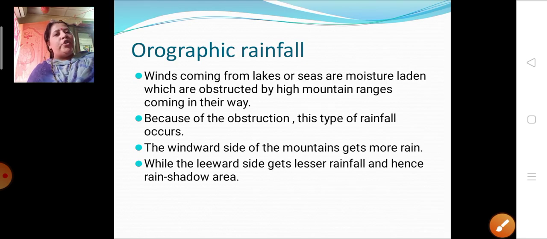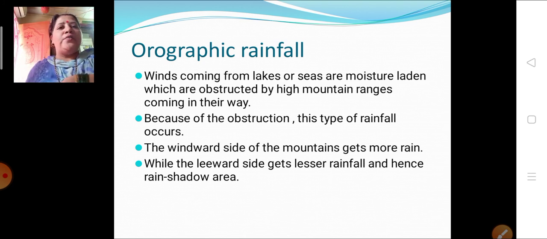Next is orographic rainfall. What is orographic rainfall? Rainfall which takes place because of the obstruction of mountain ranges is called orographic rainfall. Winds that are coming from the lakes or the seas are always moisture laden. They carry moisture along with them. Now these winds which are carrying moisture are obstructed by the mountain ranges, and because of the obstruction, rainfall takes place over there.